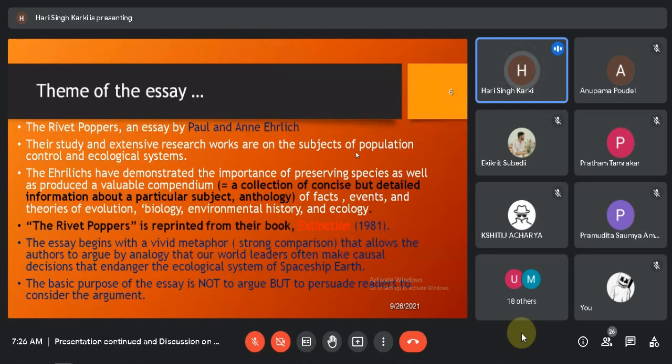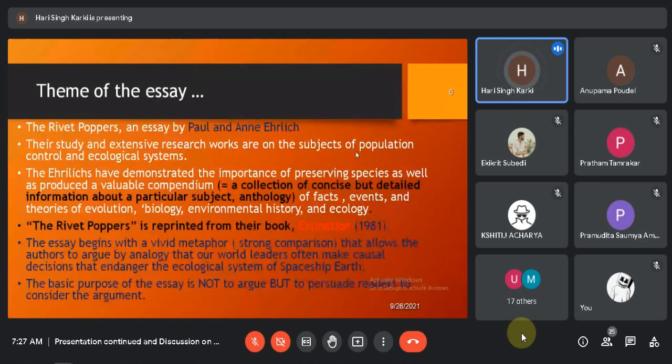Then they proposed the view of a no more than two children policy, and that was implemented in China earlier, but now it has been done away with. It is not in practice right now to maintain the population. Through their extensive research, they have demonstrated the importance of preserving species, as well as produced a valuable compendium, a valuable collection. They have written a lot of anthology collections of books, research, and studies regarding theories of evolution, biology, environment, history, facts, events, population, and so on. This is what they have contributed to the world.